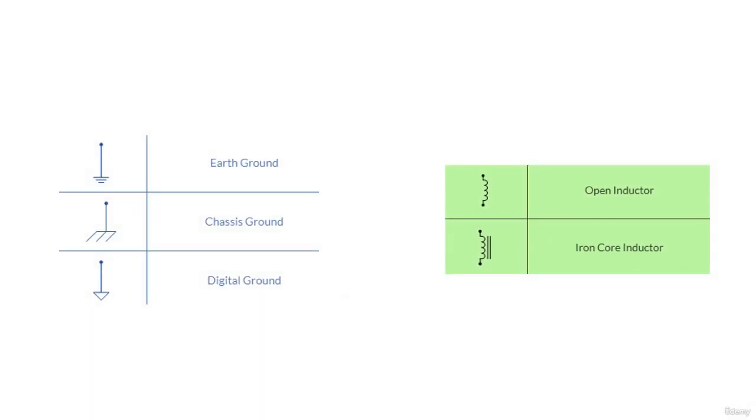Over here, we're going to see some ground symbols and inductor symbols. So as you see, for those three, these are the ground symbols. Okay, we have three types of grounds. This is the earth ground, okay, and this is the chassis ground, okay. So this is the chassis ground.